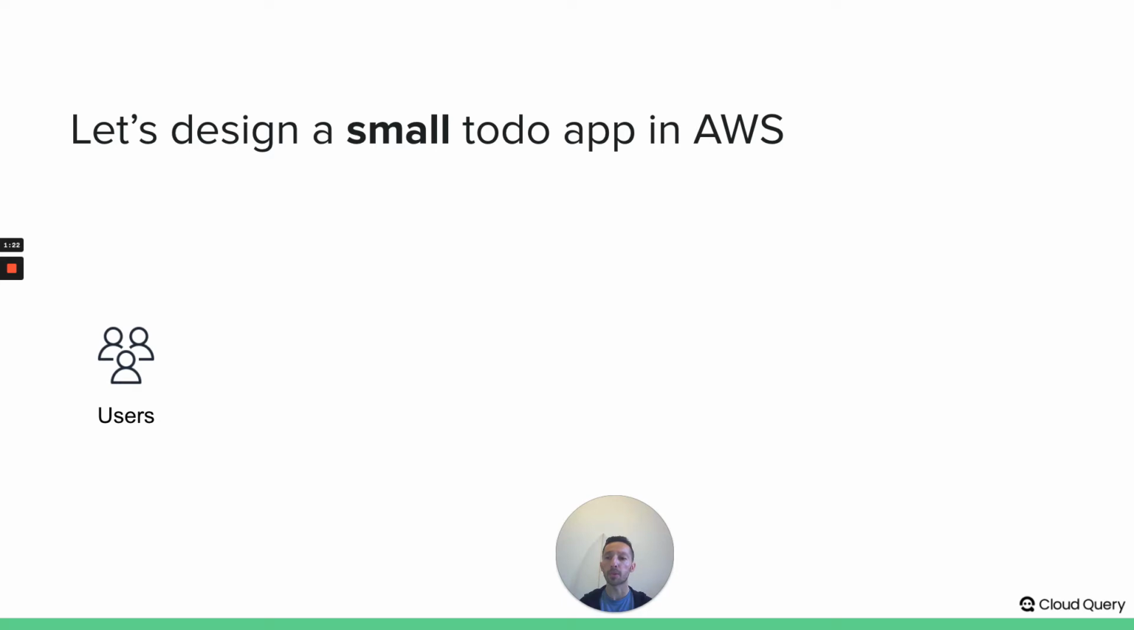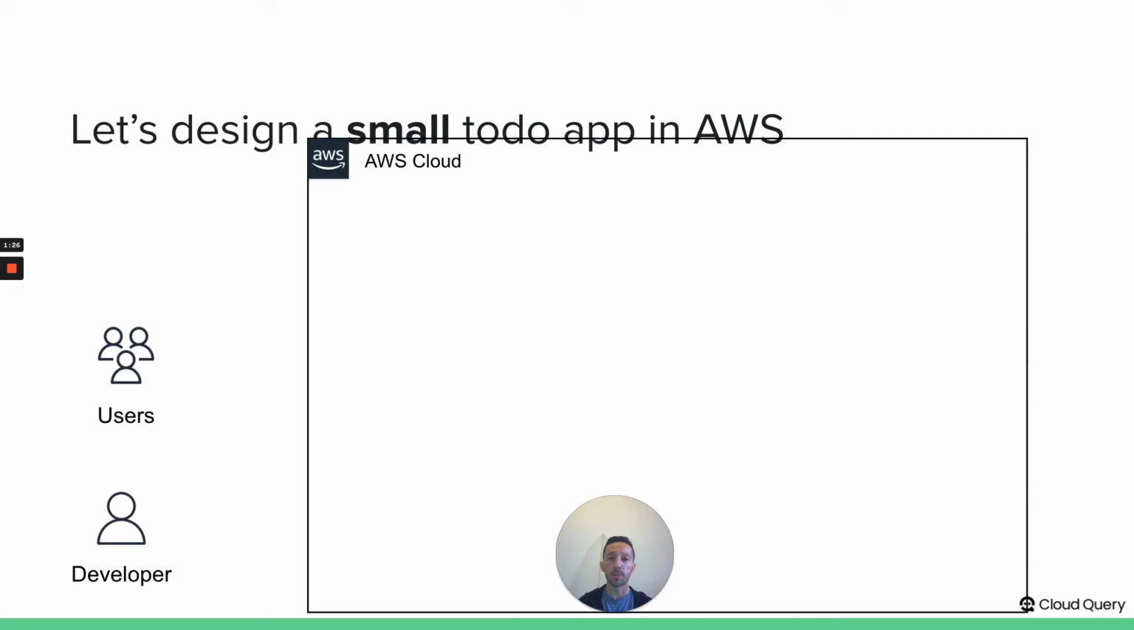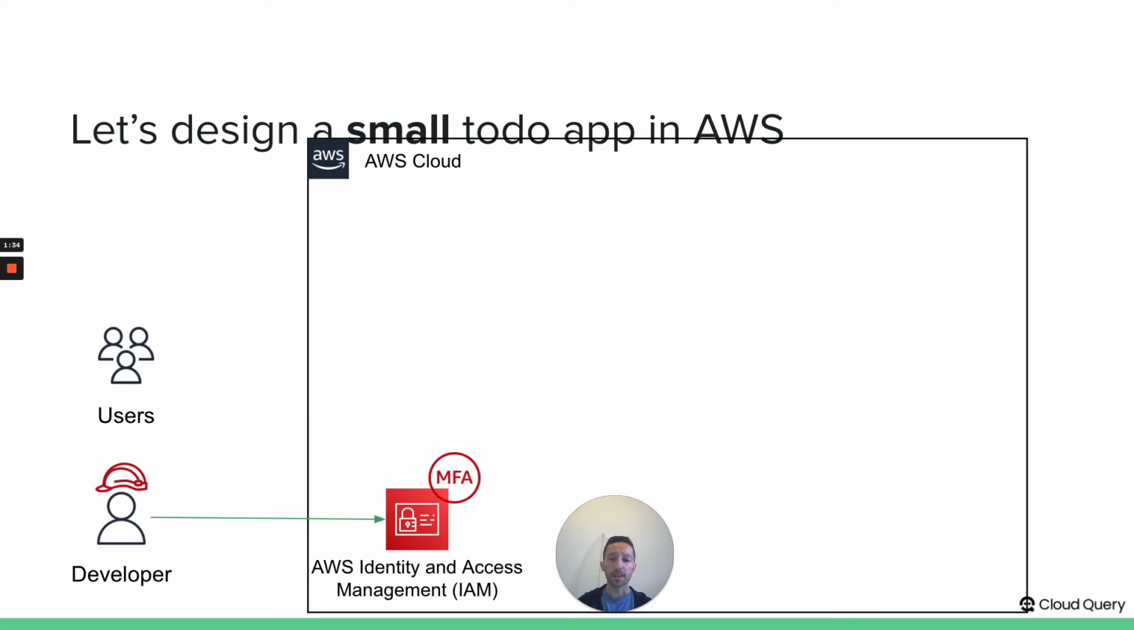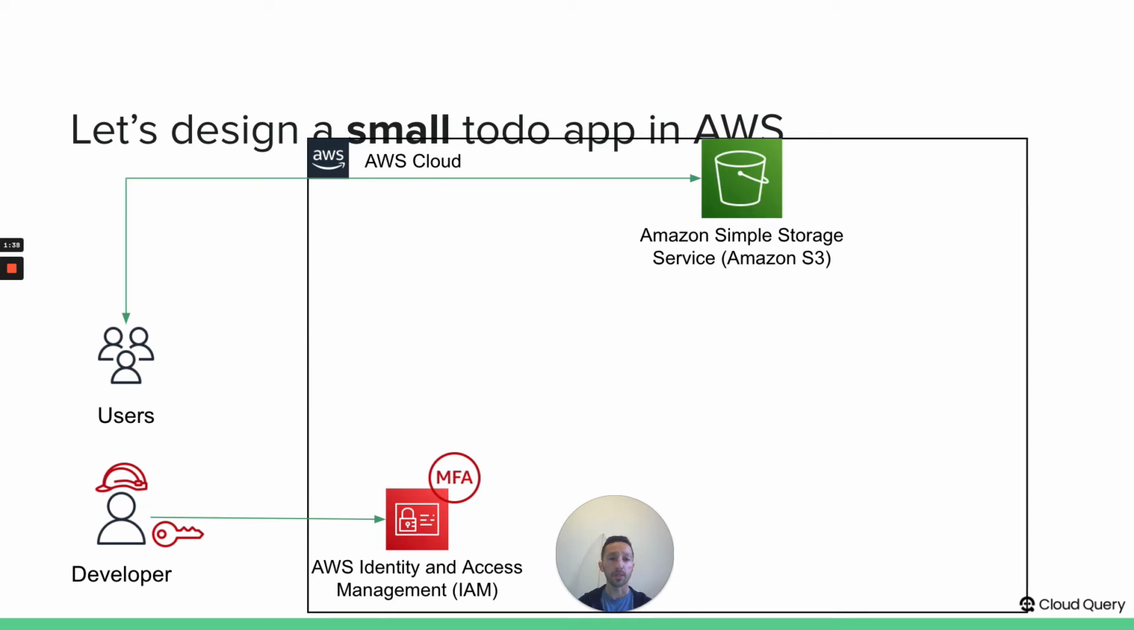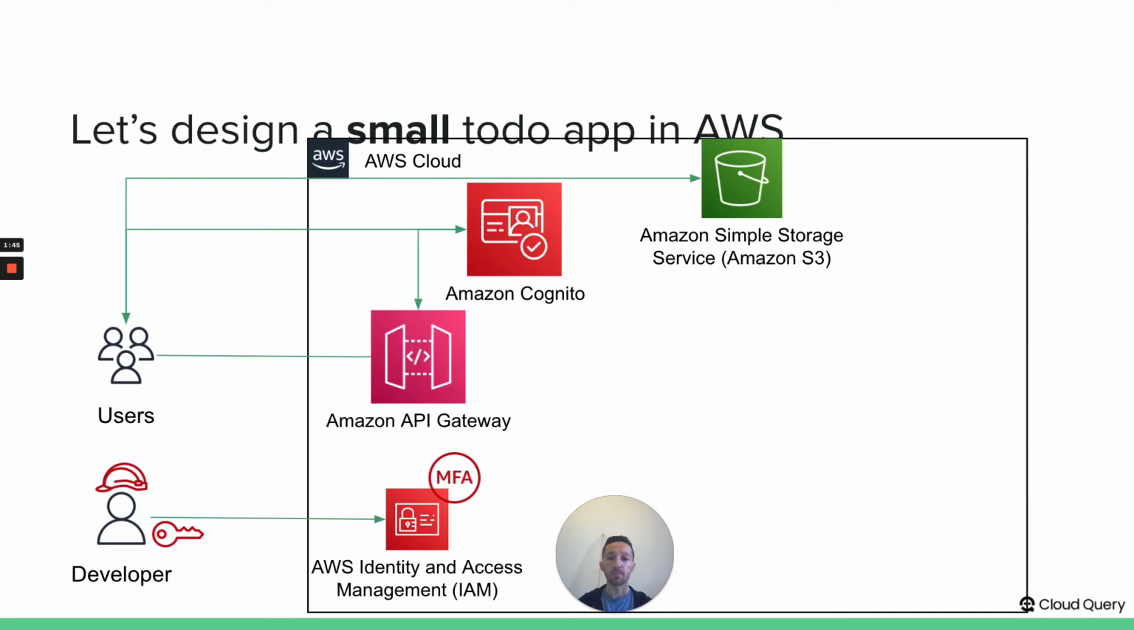So we have our users, and we hire our first ninja developer. He opens an AWS root account, creates an AWS IAM user for himself, enables MFA, and creates an access key. Now he stores the front-end application in an S3 bucket. He uses Cognito for authentication.